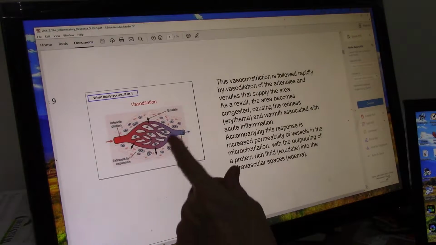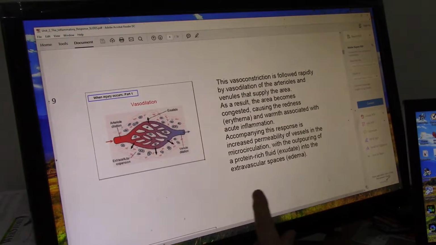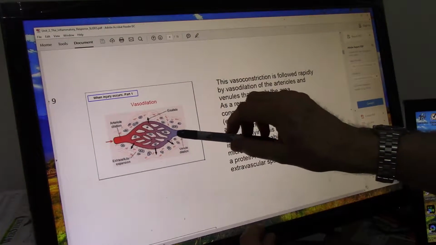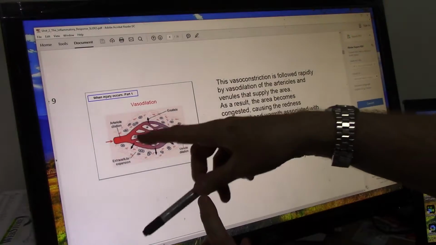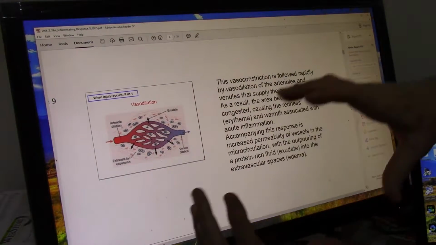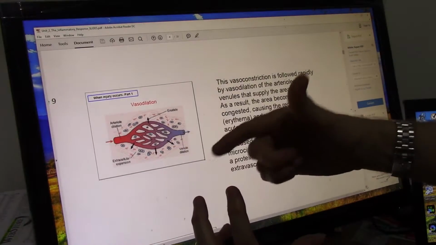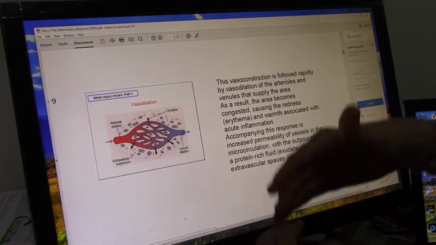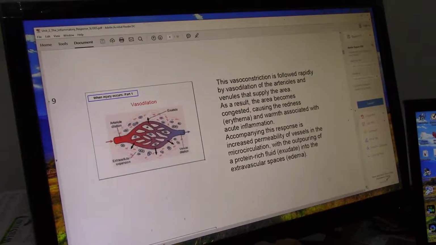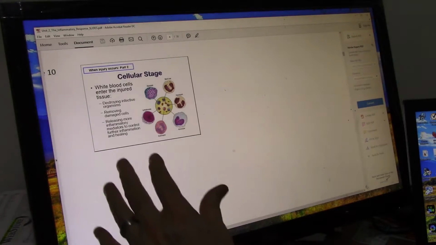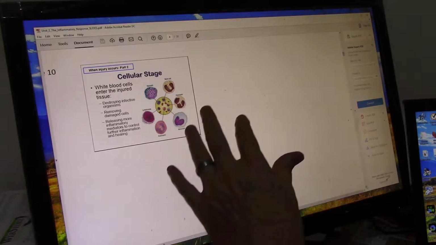Okay, so we have an injury in this area. And what will happen is, this is the normal, these are the arterioles and these are the veins, and in between is the capillary bed. And what will happen is this will begin to dilate and make it possible for certain things to start leaking out into the tissue in order to start the inflammatory process.